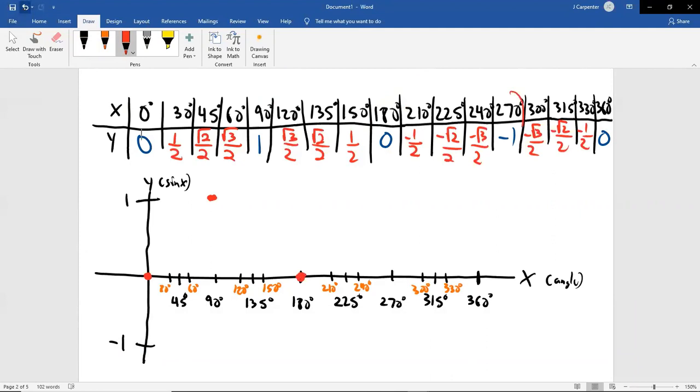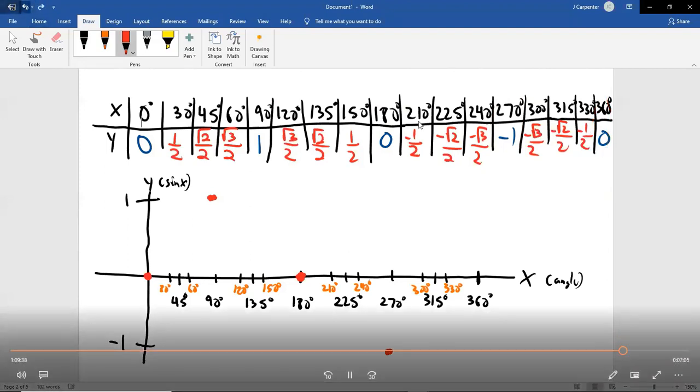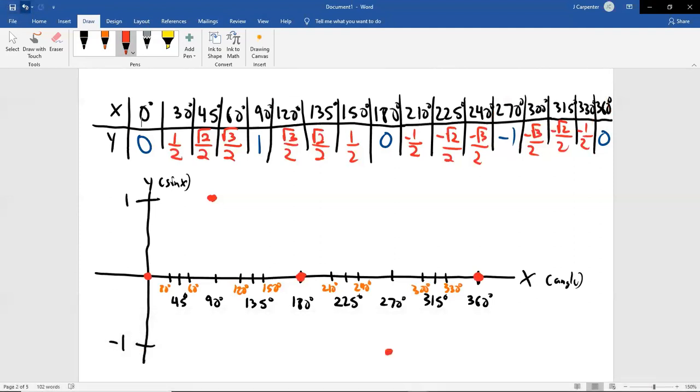Then I'm going to do the 270 and the -1. So 270 and -1, we go right 270 degrees, down 1. And then finally the 360 degrees and 0. So we go right 360 degrees, up or down nothing. These 5 red points are what you will be doing on your own.